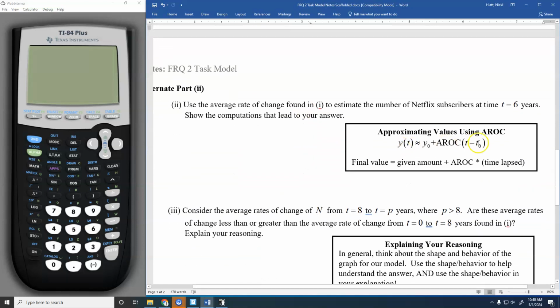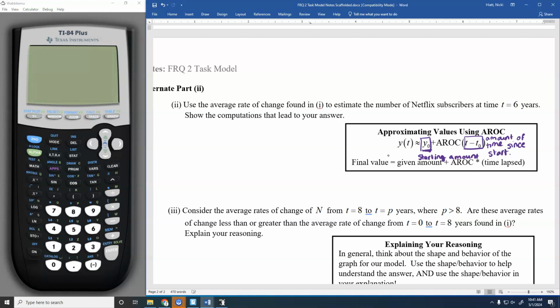So when he gives this formula right here, he's telling you that whatever they're asking for equals y sub 0, that's your starting amount, plus AROC, which is average rate of change, which is the 7.93875 we just found. And then what's t minus t sub 0 going to be? It'd be 6 for this one. It's going to be the amount of time since the start.